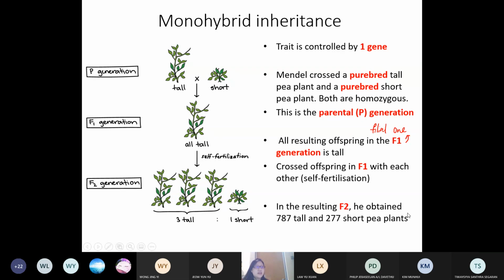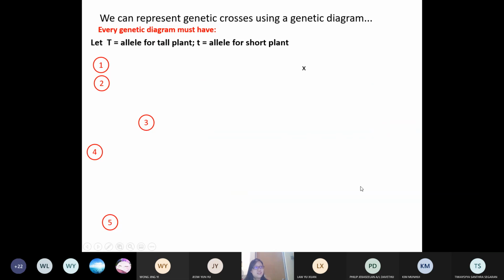In the resulting F2 generation, he obtained this amount of short pea plants and this amount of tall plants, and it's around a 3:1 ratio. So this is the story, but this is not genetics yet. So our job is to show it using a genetic diagram.